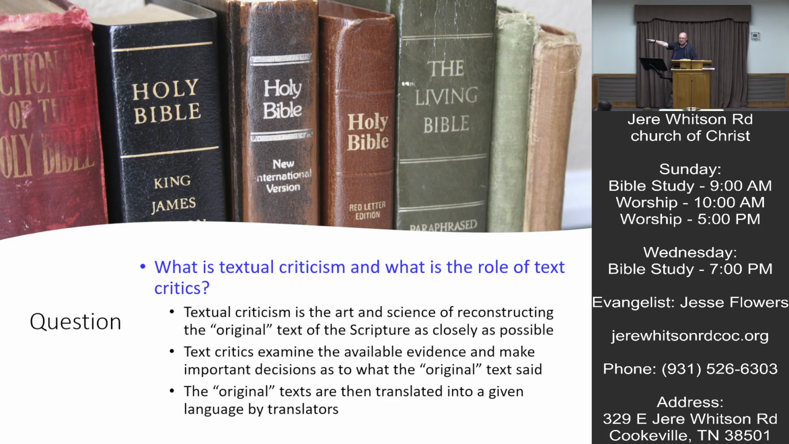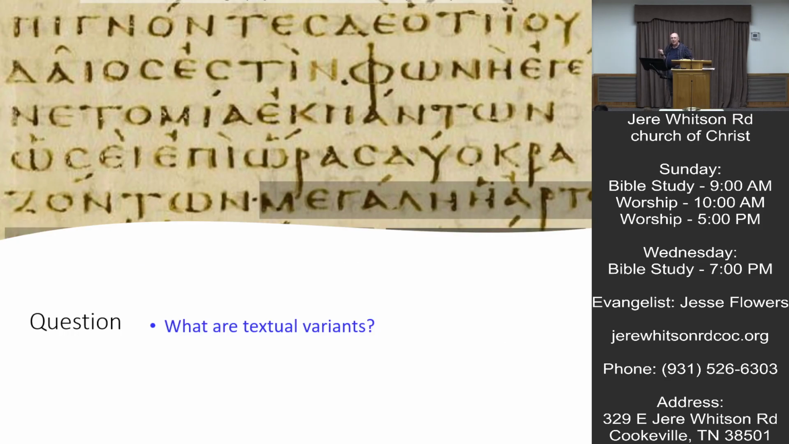What the text critics do is they examine the available evidence, and then they have to make a lot of important decisions as to the final outcome of what the wording is that they're going to use, based on all the information, the age of the text, etc. And then the original texts are then translated. Okay, so that's how it finally works out.